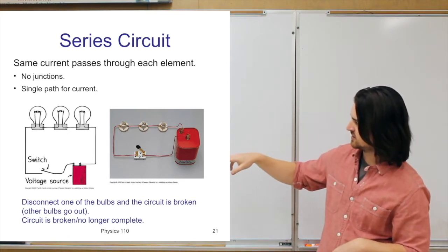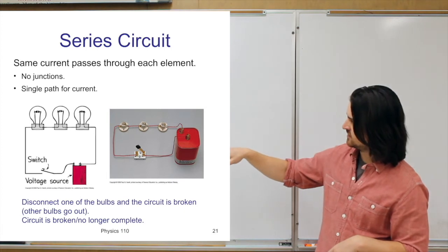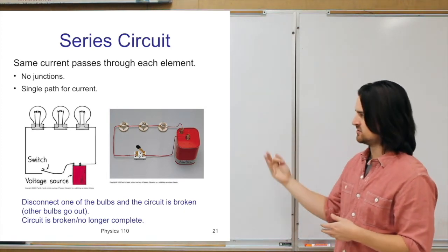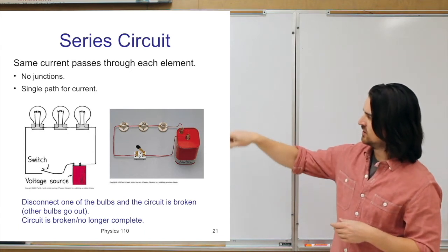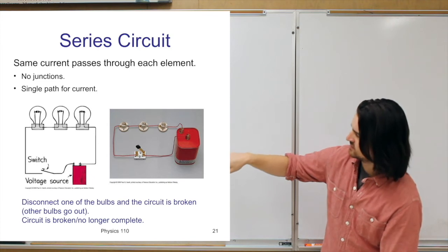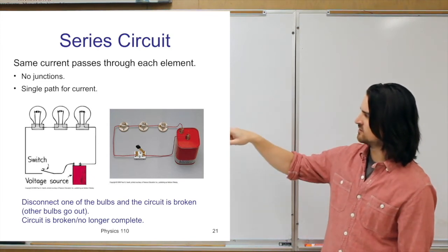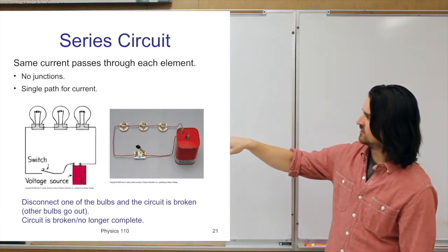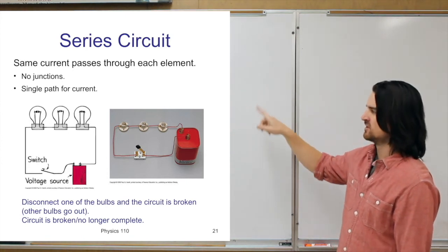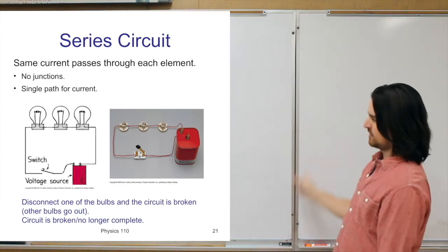So we could depict it here like if you wanted to connect 3 light bulbs in series, you would just connect them essentially one after the other. You connect a voltage source to one end of the light bulb, then you connect the other end of the light bulb to the next light bulb, and then the other end of that light bulb to the next light bulb, and the other end of that light bulb back to the voltage source.